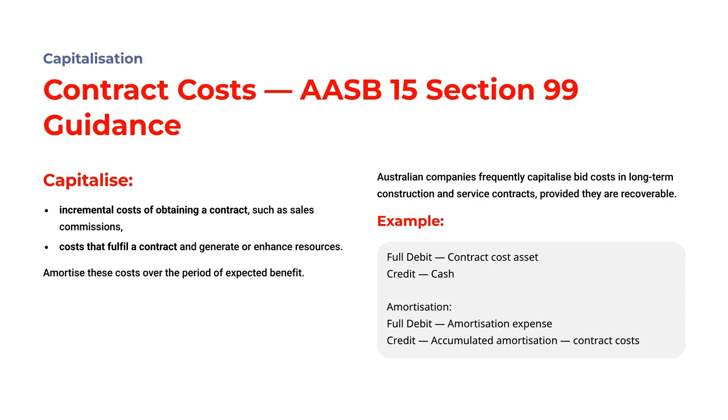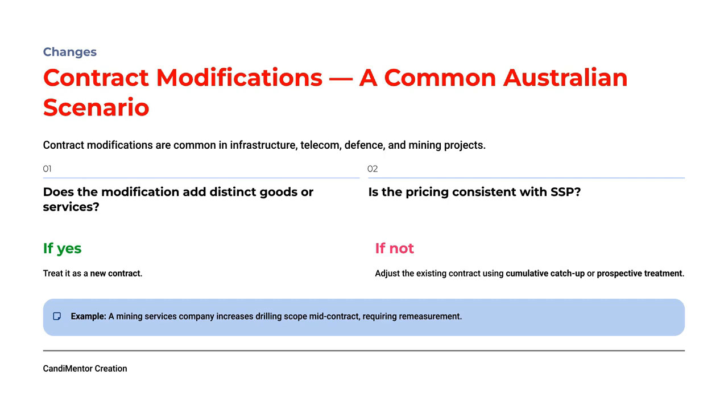Example: debit contract cost asset; credit cash. Amortization: debit amortization expense; credit accumulated amortization, contract costs. End. Contract modifications, a common Australian scenario.